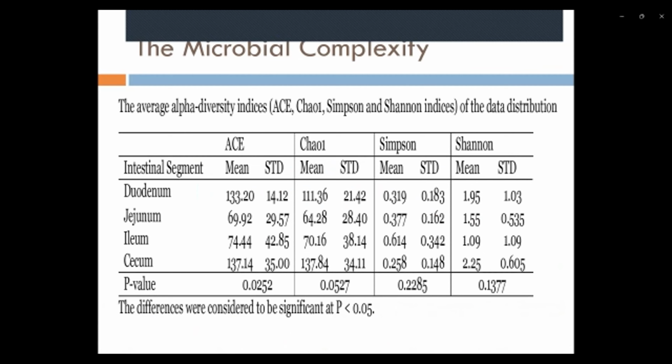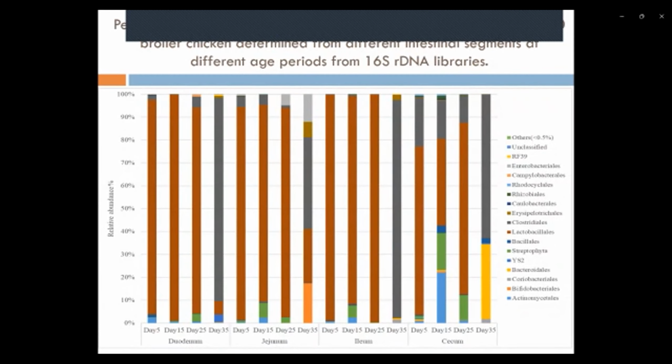Results. The alpha diversity indices were used to evaluate the microbial complexity in the duodenum, jejunum, ileum, and cecum. When comparing the means of the indices, there were substantial differences across intestinal regions throughout the age period. This slide shows the percentage of relative abundance of the bacterial community of Cobb 500 broiler chickens determined from different intestinal segments at different age periods from 16S rDNA libraries.